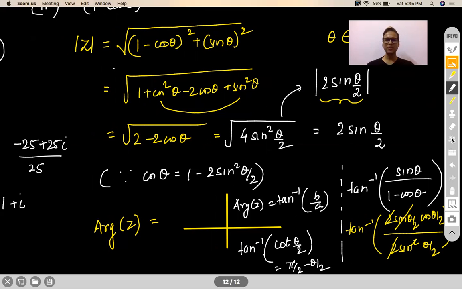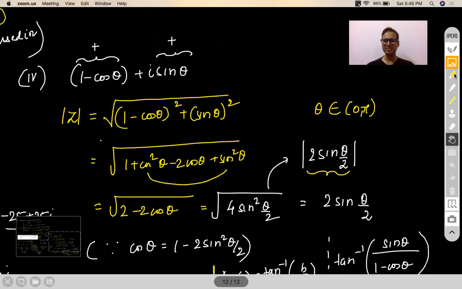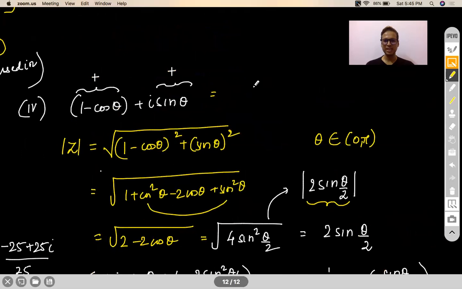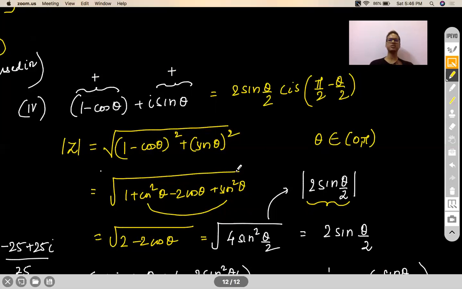Right? So if you write this in the polar form, your answer will be 2 sine theta by 2 cis pi by 2 minus theta by 2. This will be your polar form. Is it clear?